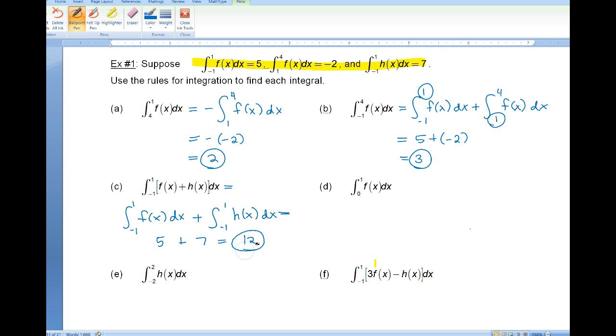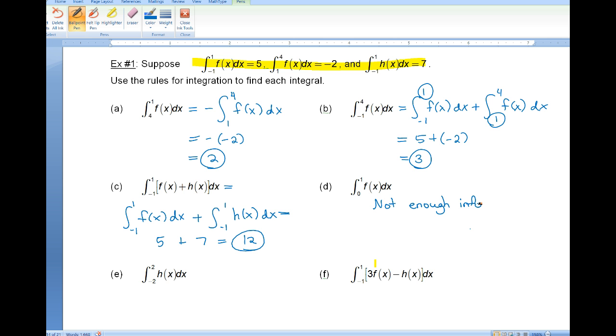So we get 12. Okay, when we get to D, it says from 0 to 1. If we look back at what we were given, there's nothing that has to do with 0. So this is one where there's not enough information. We don't have enough information.